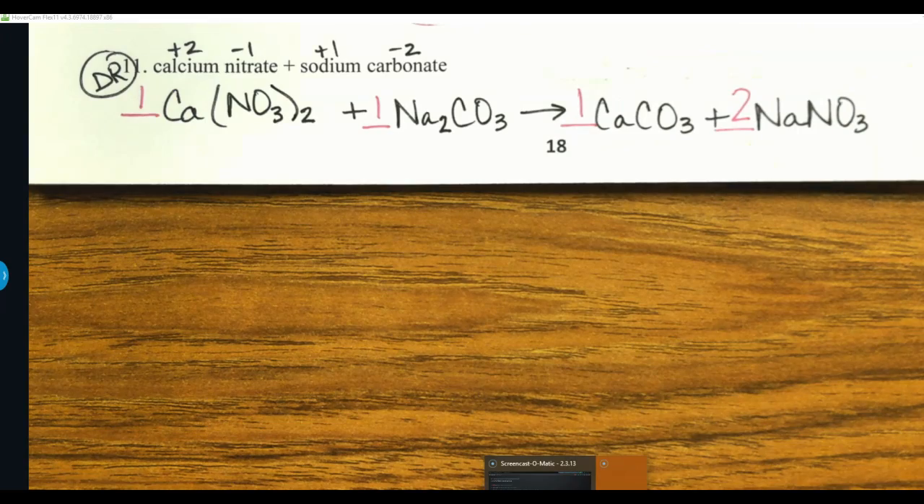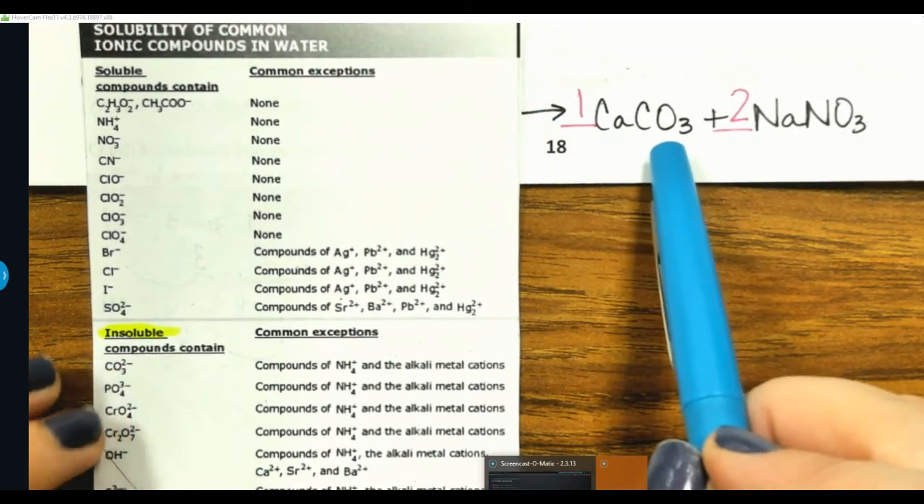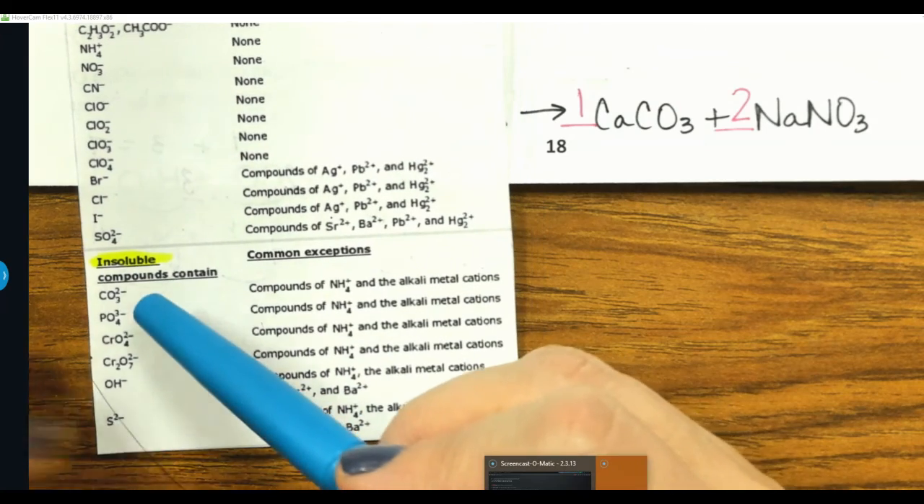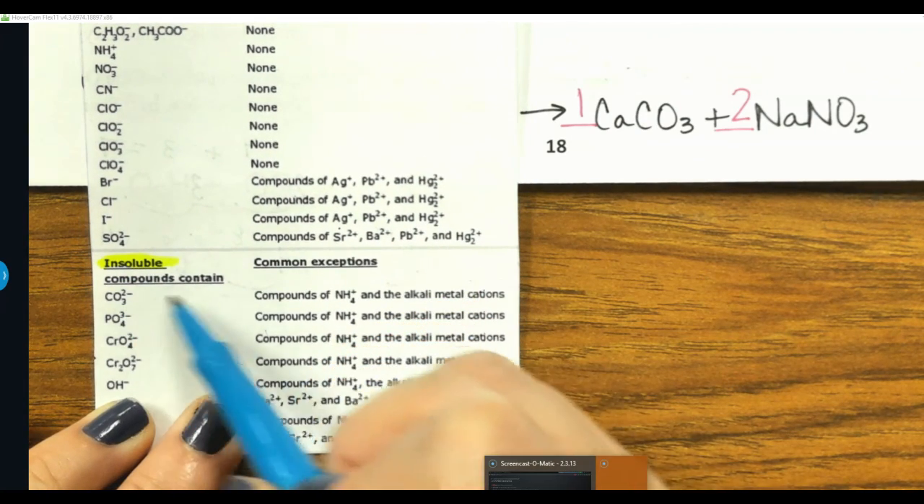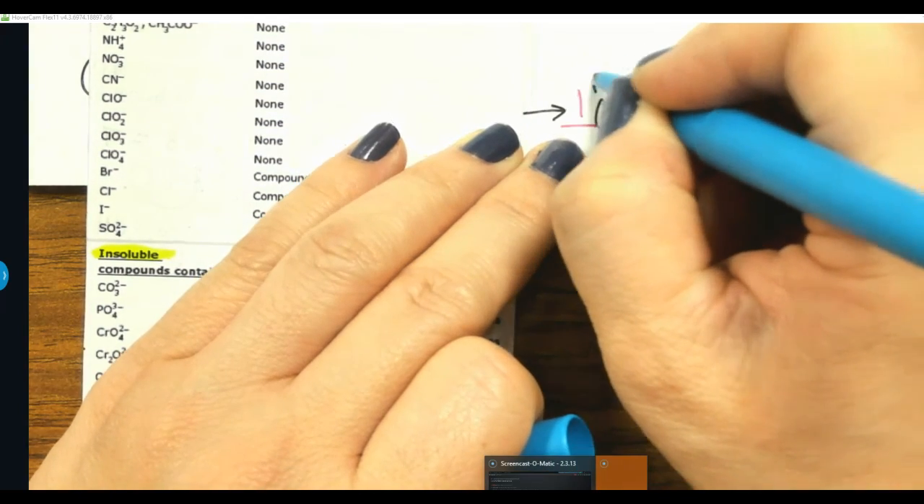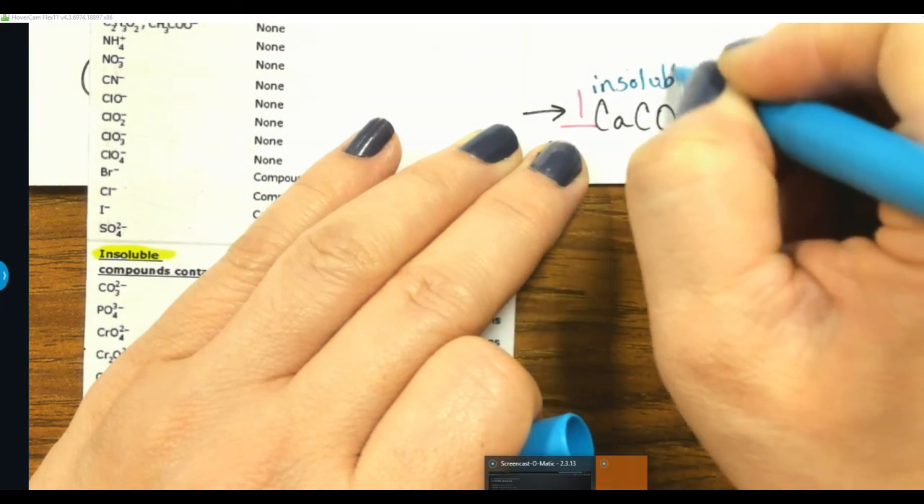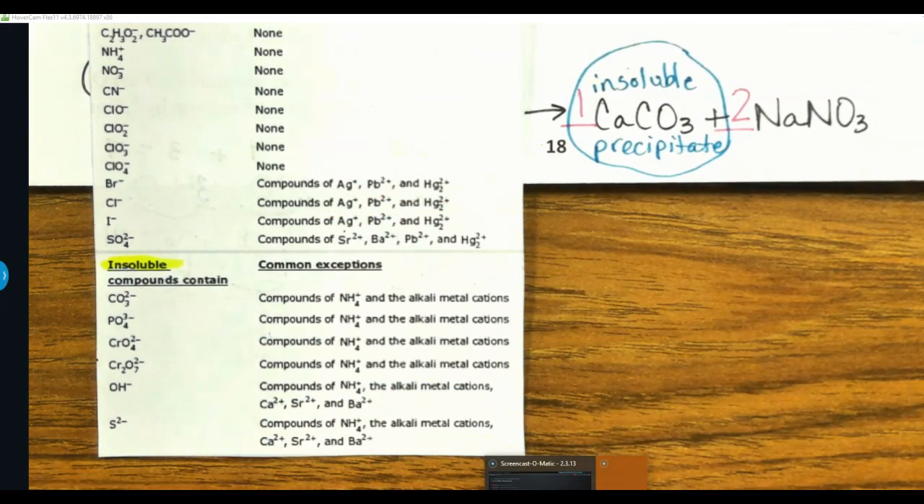And lastly, we need to identify our precipitate. And so I'm going to look at CO3, and CO3 is down here under insoluble, and calcium is not an exception. So this one is our precipitate because it is insoluble. And now we are finished.